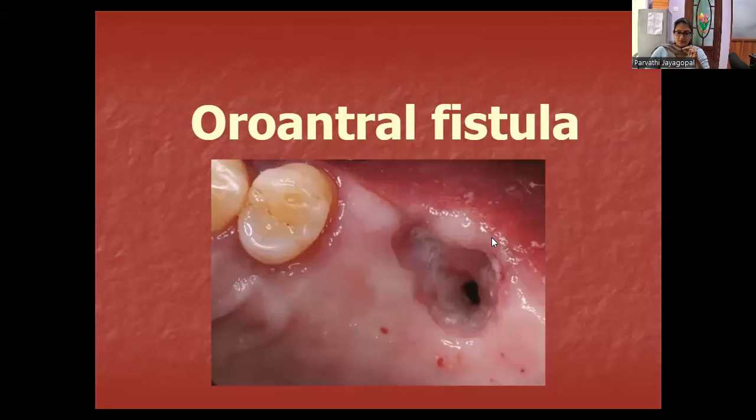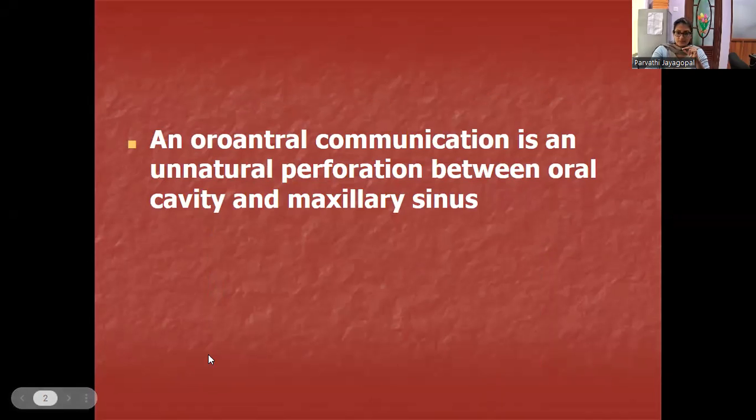Plus, our topic for today is oroantral fistula. So what is an oroantral communication? An oroantral communication is an unnatural perforation between the oral cavity and the maxillary sinus.